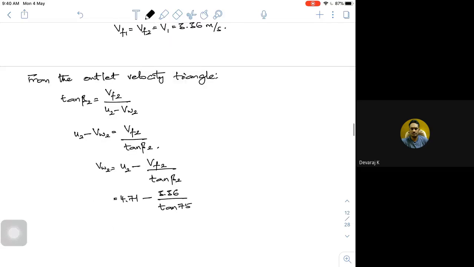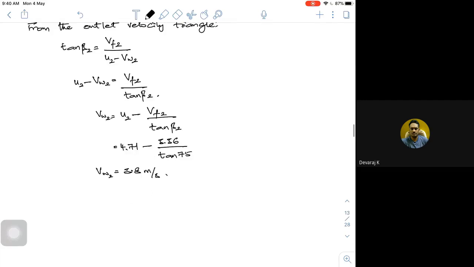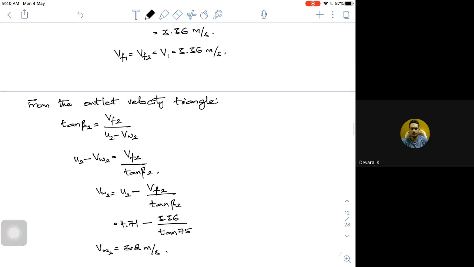If I substitute, I will be getting my whirl velocity at the exit is equal to 3.8 meters per second. Okay. So these are the two things, Vw1 and Vw2, we found.